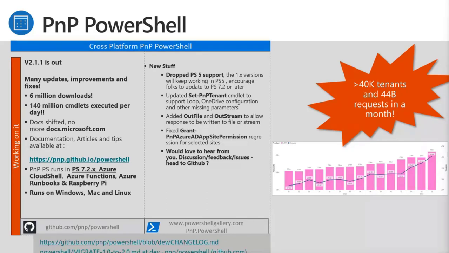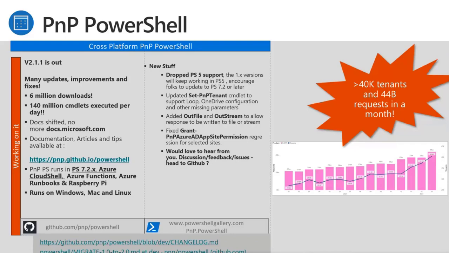Besides that, we have also been slightly busy with updating the Set-PnPTenant cmdlet. So we have added support for Loop and OneDrive configuration parameters, as well as the newly released functionality related to request files as well. So all of them are available with the latest nightly builds. We also improved the Invoke-PnPGraphMethod so that you can use that to download a file or download output or get the file content as a stream as well.